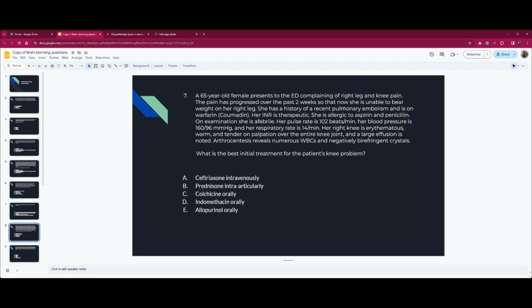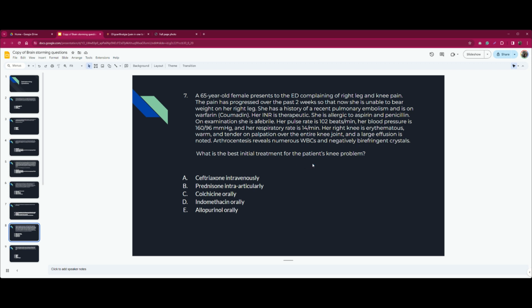On examination, she is febrile. Her pulse rate is 102, blood pressure is 160/96, respiratory rate is 14 per minute. The right knee is erythematous, warm and tender on palpation of the entire knee joint. A large effusion is noted. Arthrocentesis reveals numerous WBC and negatively birefringent crystals.